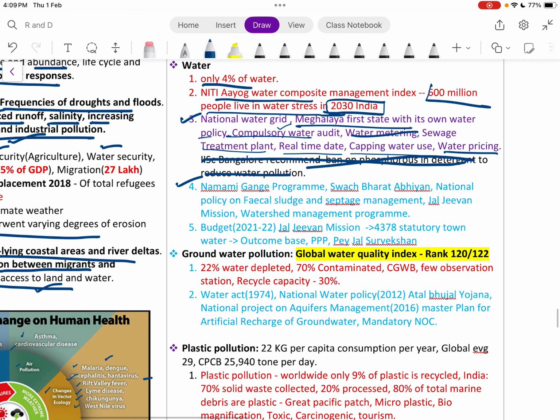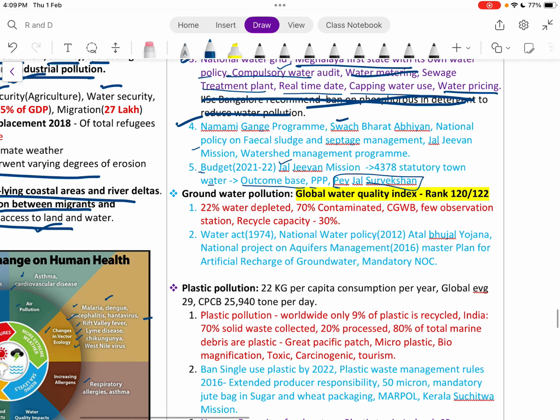Namami Gange program, Swachh Bharat Abhiyan, national policy for fecal sludge and septic management, Jal Jeevan Mission, watershed management program. Outcome-based PPP, among others.